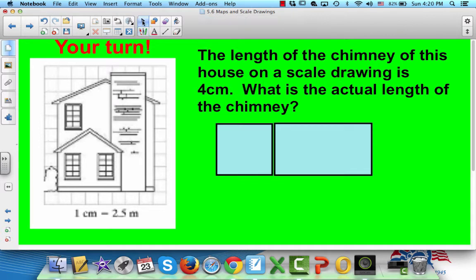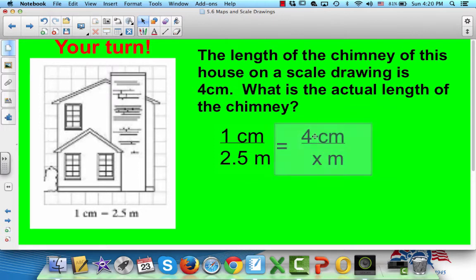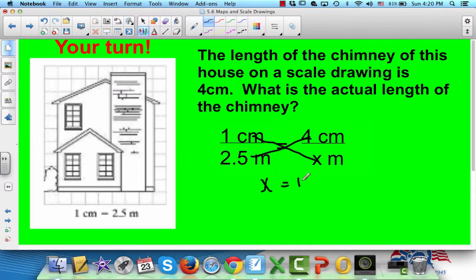Okay, so just like the first one, we write down 1 centimeter is equal to 2.5 meters. And on the other side, we write 4 centimeters over x. You want to keep centimeters with centimeters and meters with meters. And then we do our cross multiplication. 1 times x is x. 2.5 times 4 gives you 10. So the length of the chimney is 10 meters.